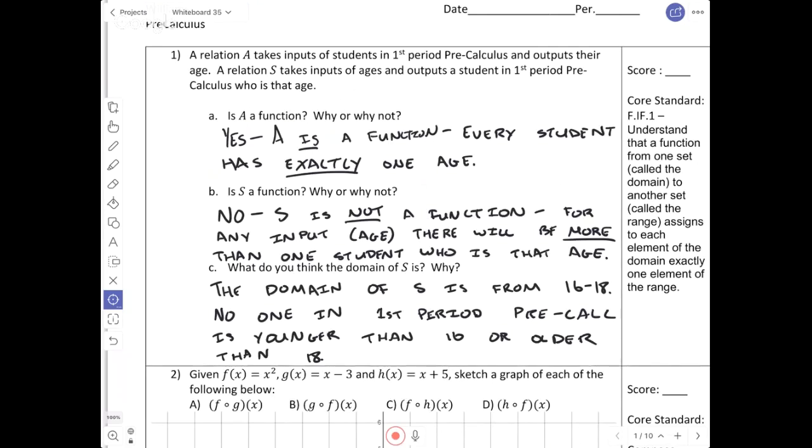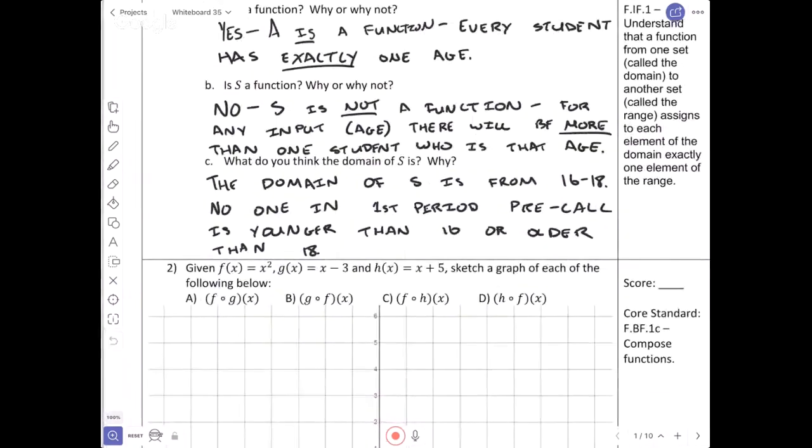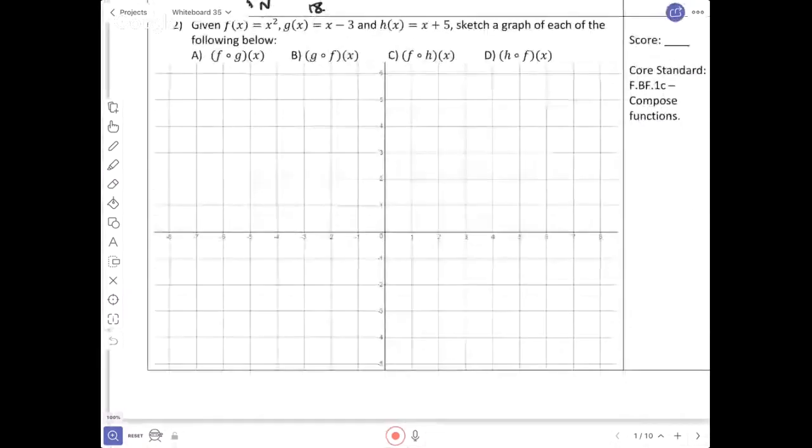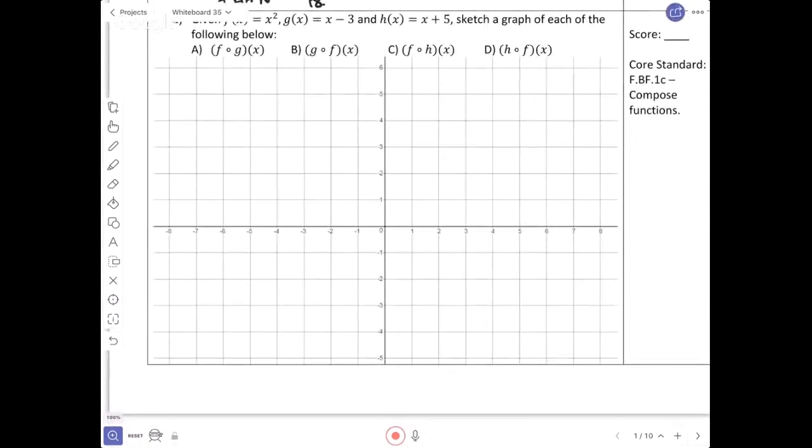Cool. Any questions on number 1? Rockin'? I think that's pretty straightforward. Hopefully. One input, one output. That's the definition of a function. You need to know it. Let's do number 2.